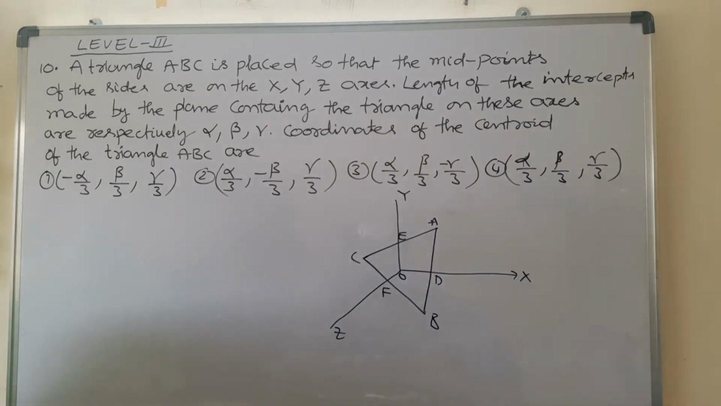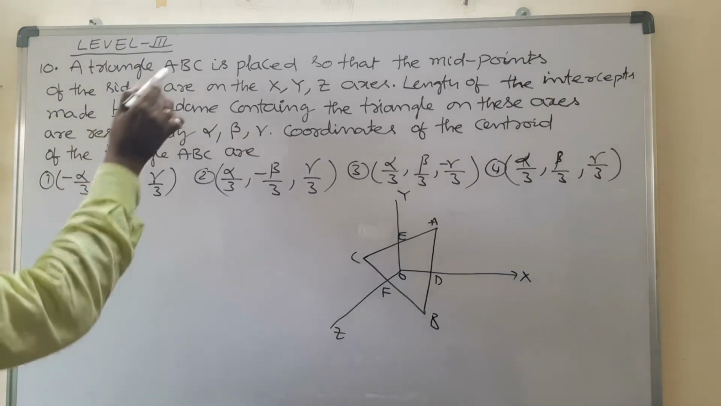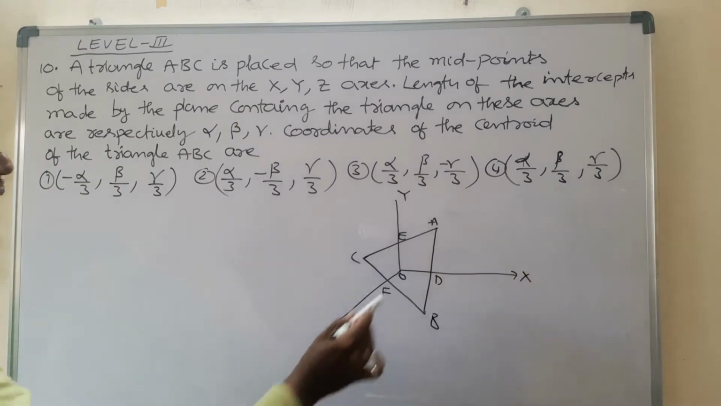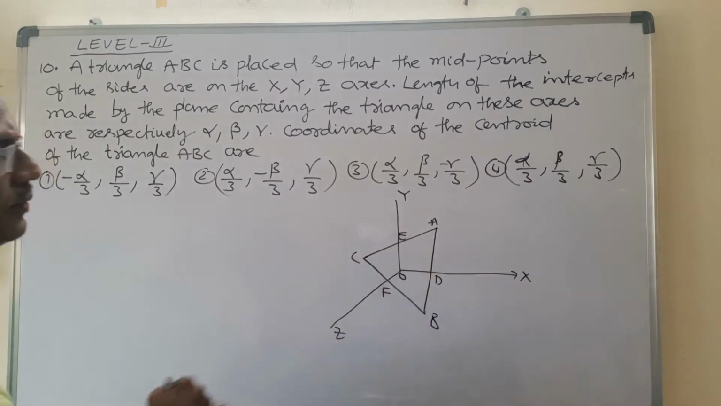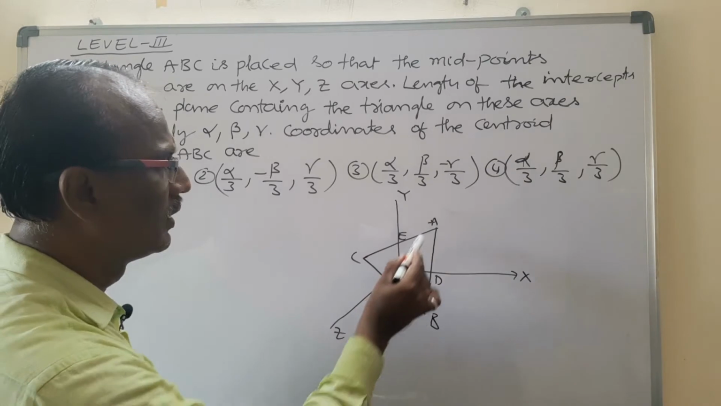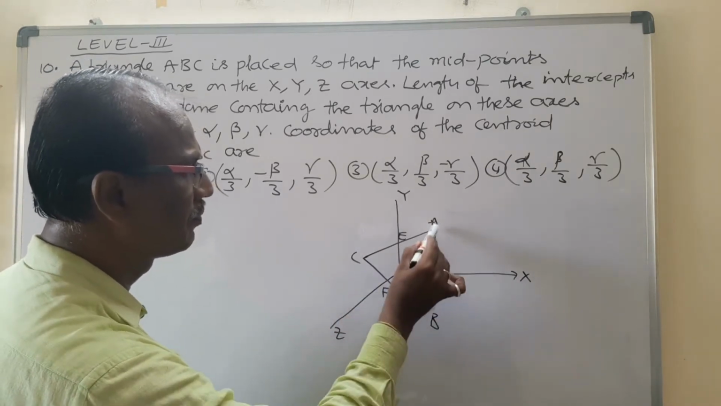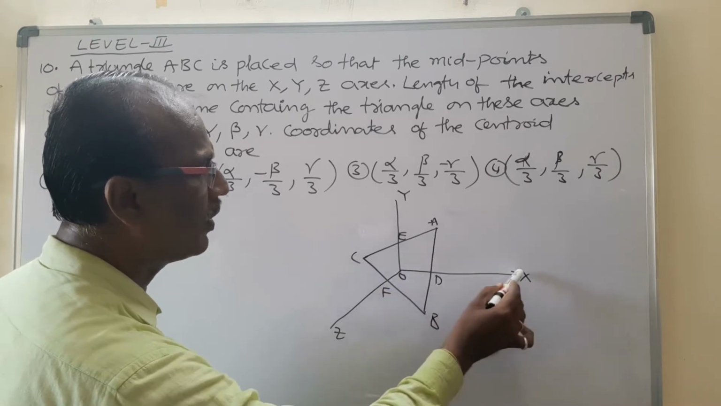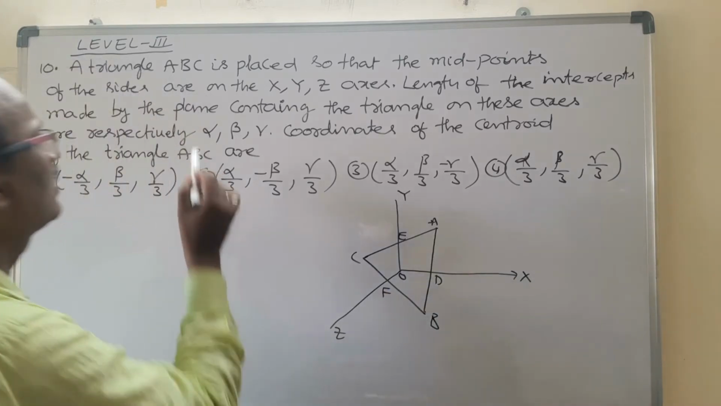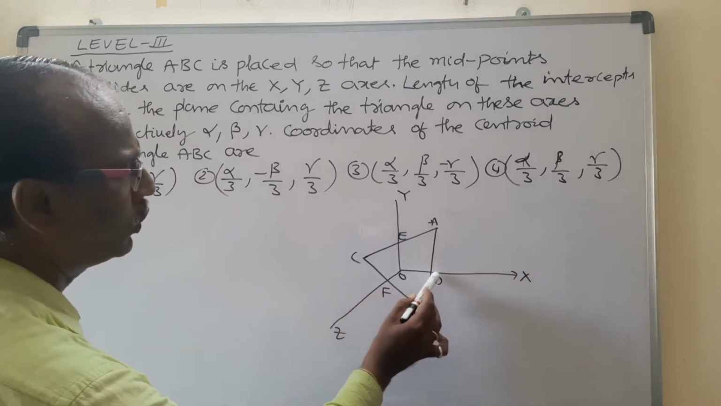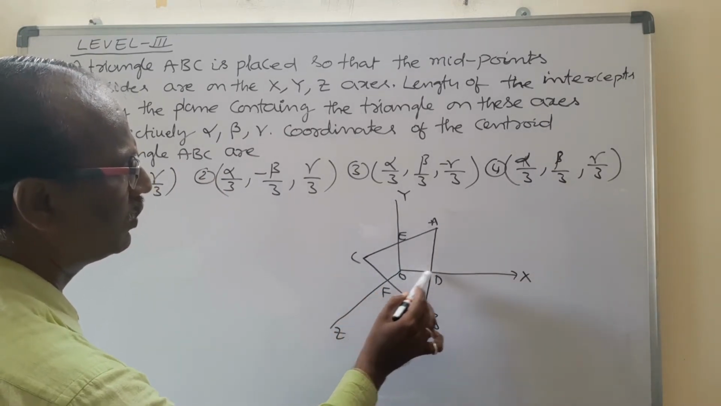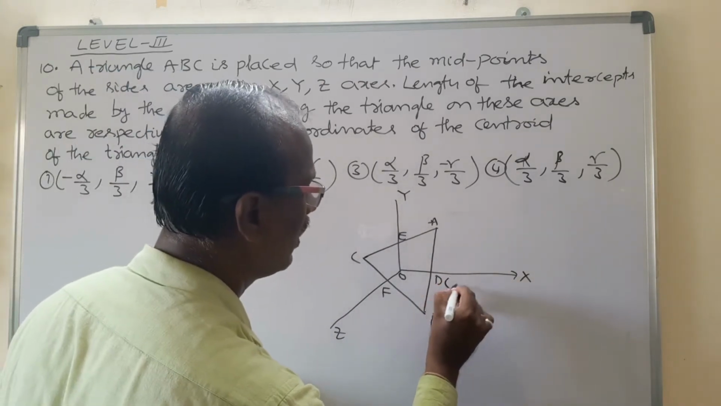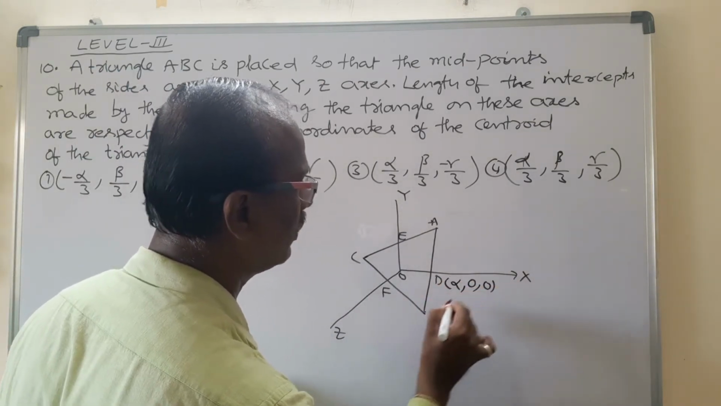In this question, in a triangle ABC, the midpoints of the sides are on the coordinate axes. This is the diagram, this is the triangle ABC. This side AB, this is the midpoint D, intercept on the x-axis. The first intercept is from the origin to D, and this distance alpha is given. The coordinates of D are alpha, 0, 0.